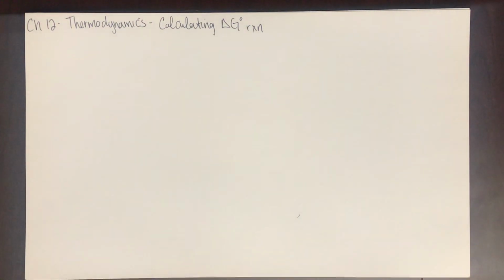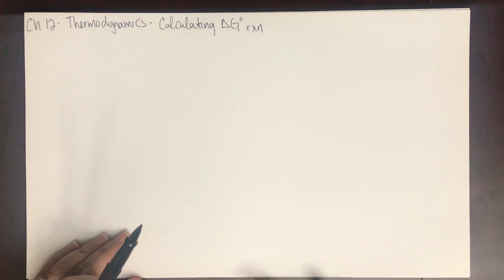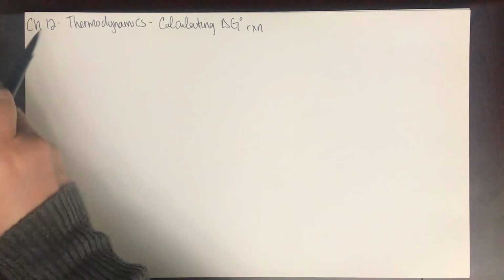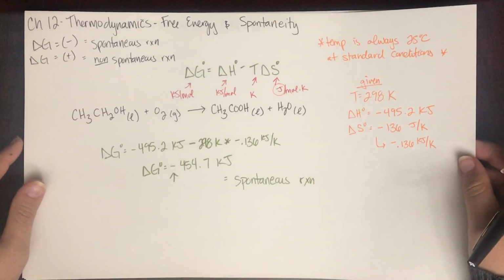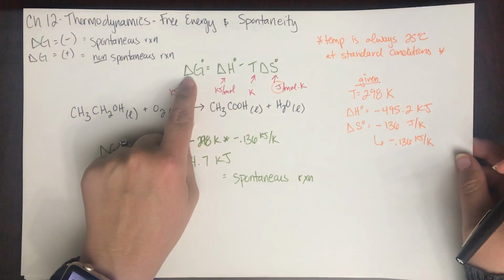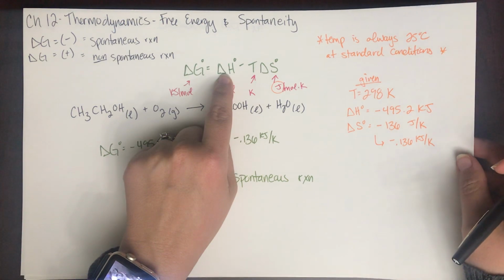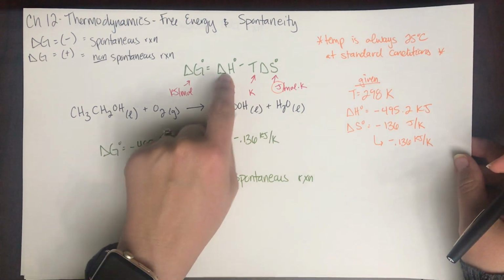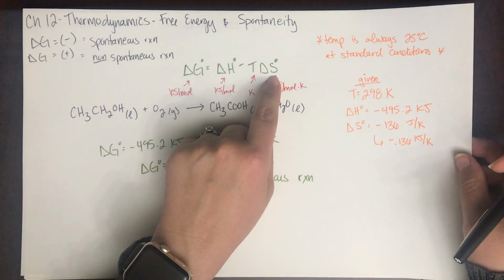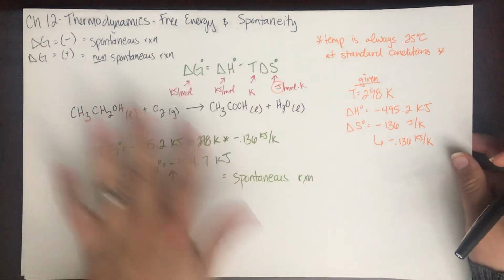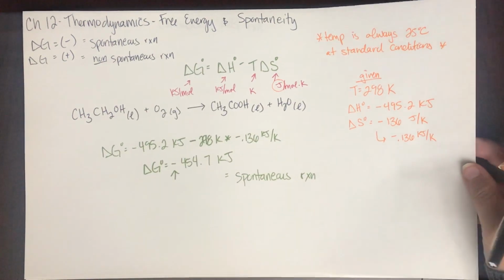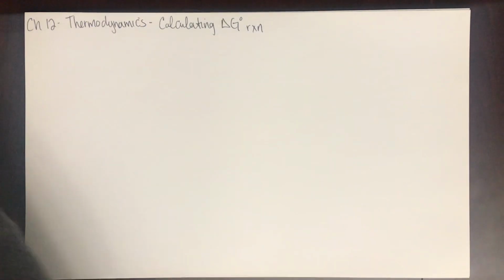Okay, so we are talking about calculating the standard free energy of a reaction. There's more than one way to calculate it. In the last video, we looked at how to calculate the standard free energy of a reaction if you're given the standard enthalpy change and the standard entropy change. So this is one way to calculate the standard free energy of a reaction.